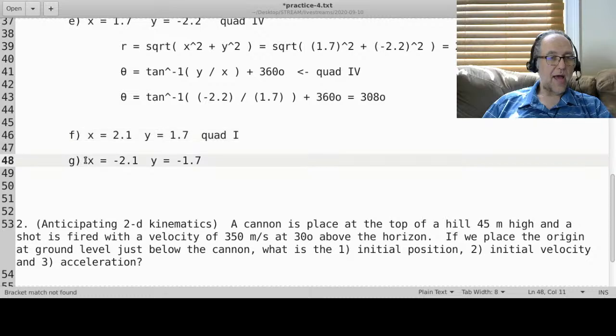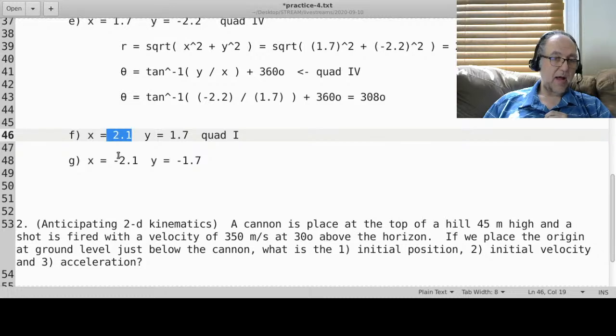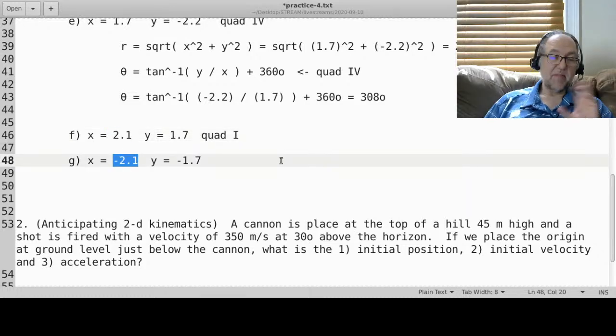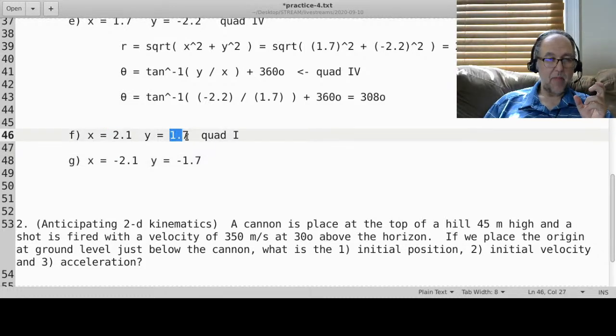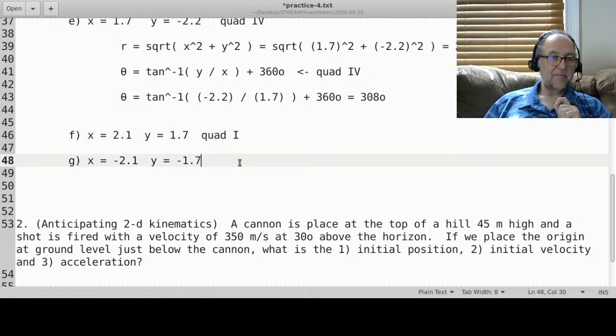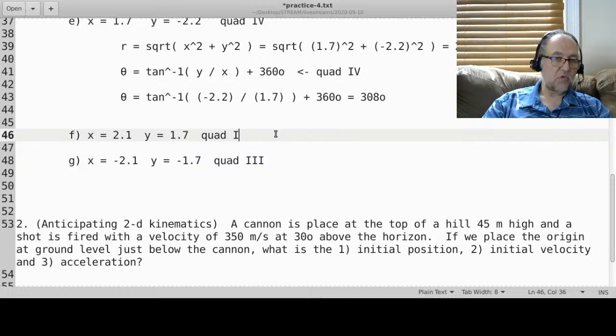Okay, and then I also have here x is equal to negative 2.1 and y is equal to negative 1.7. So both of the x values have the same absolute value, the same magnitude, 2.1, but in the first one, x is positive, and in the second one, x is negative. And same thing for the y values. It's the same absolute value, 1.7, but for the first one, y is positive, and the other one is negative, like that. So this one is in quadrant 3. All right. Well, let's solve for r. Let's do them both at the same time.